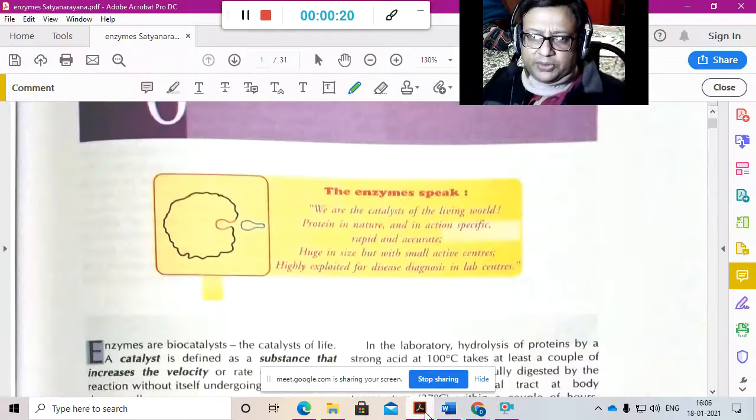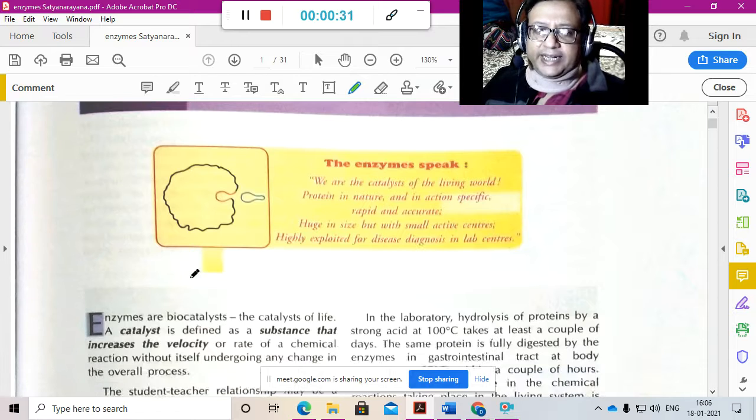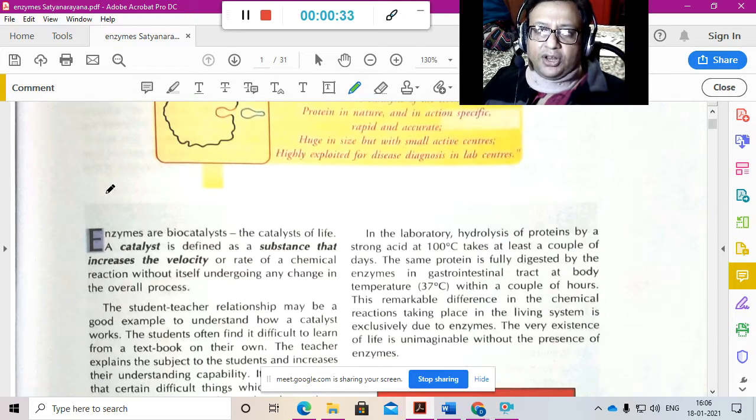So I will start once more. We are starting a new chapter today, that is enzymes. So what are enzymes? Enzymes are biological catalysts. They are biological catalysts. So what is the function of a catalyst?